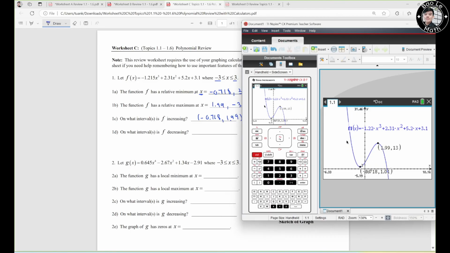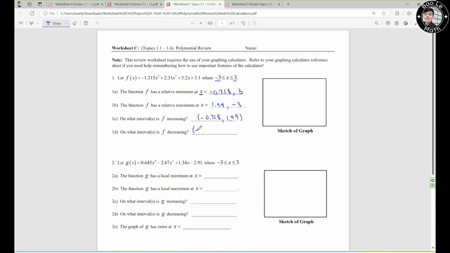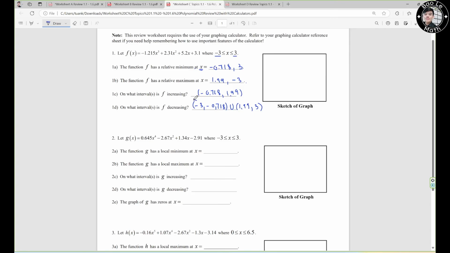Now, on what intervals is the function f decreasing, which means the other ones right here. It's going to be negative 3 to this one, and from 1.99 to 3. So it could be negative 3 to negative 0.718, union 1.99 to 3. Right here you can include the endpoint, negative 3, and the right hand side should be 3.